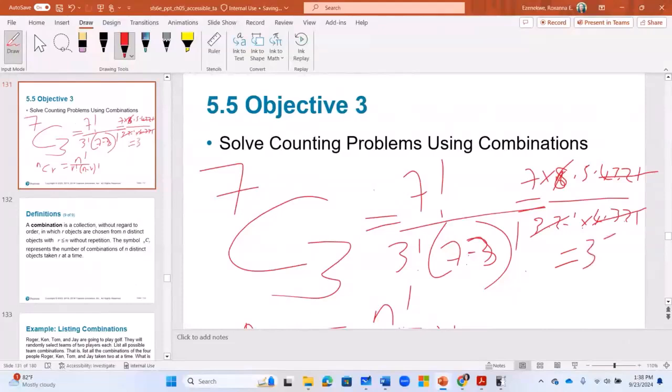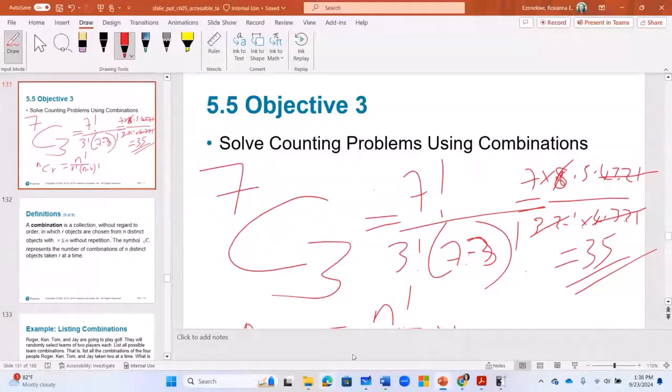35. So there are 35 different ways I can choose 3 shoes out of 7 to go and give to charity. There are 35 different ways. Okay, so let me do that with my calculator.